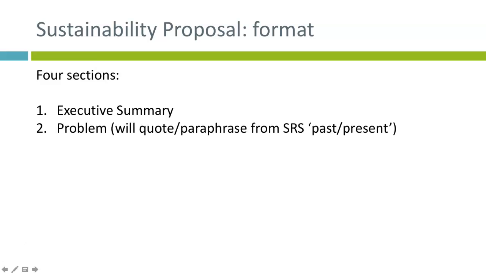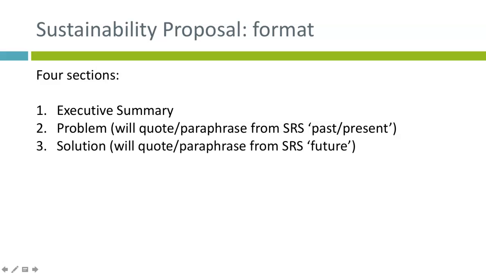The second section of the assignment is what we're calling the problem section. And this is where you're going to identify the sustainability issue that is your topic and to explain why it's a problem. Here, what we're asking you to do is to quote or paraphrase from your sustainability research summary, particularly from the 2 paragraphs on the past and the present.